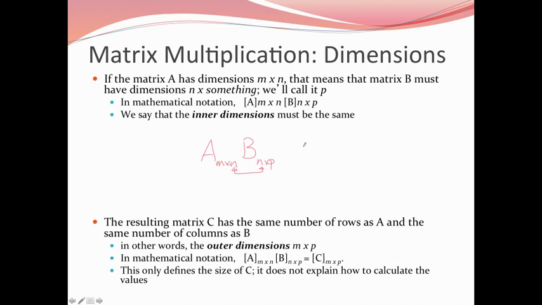Now the resulting matrix C, so when we do that, we're going to get another matrix, let's call it C, that has the number of rows of A, which is m, and the number of columns of B, which is P. So again, if A is m by n, then B has to be n by something. So we say that the inner dimensions here have to agree in order to be able to perform this multiplication. And then the resulting matrix is going to have the outer dimensions m by P. So far we haven't said anything really about how you multiply matrices together. We're just talking about what the dimensions have to be.